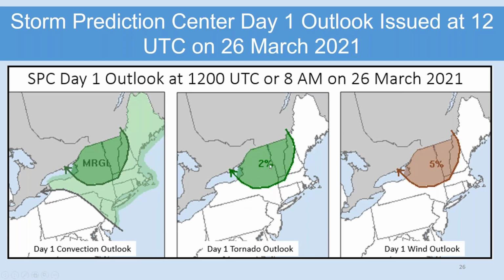And they did have us highlighted with the 2% outlook for tornado. And the wind threat was going to be the primary driving force with about 5%. So that outlook looked really well.